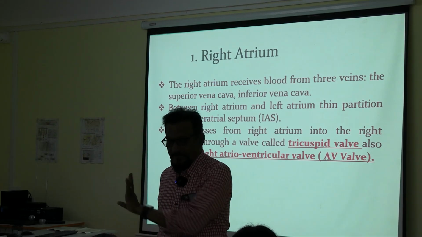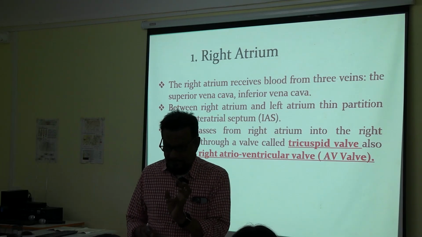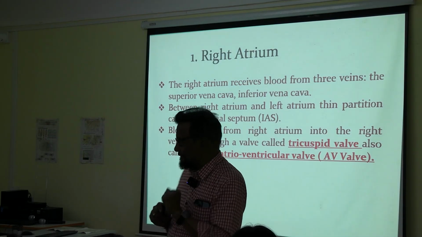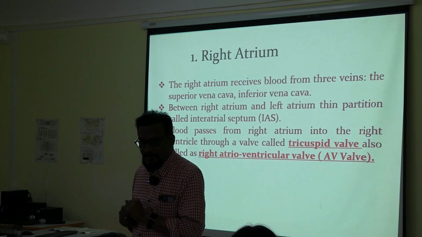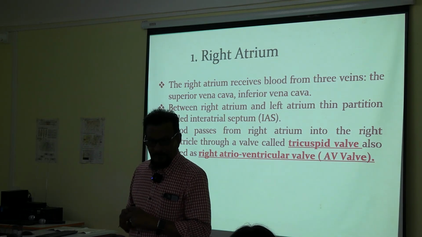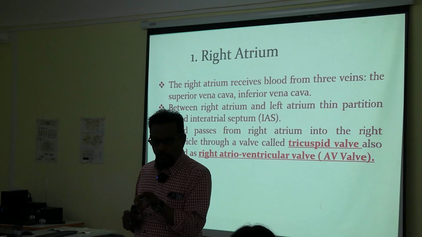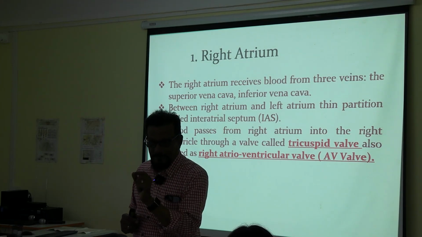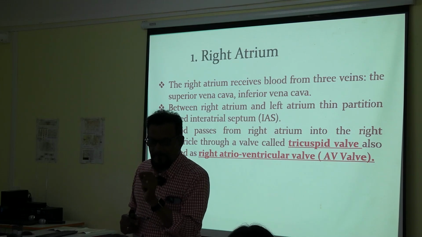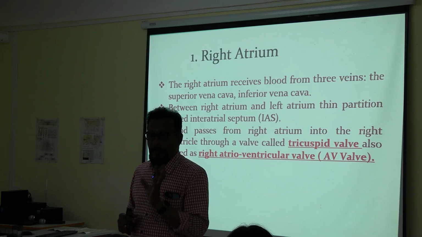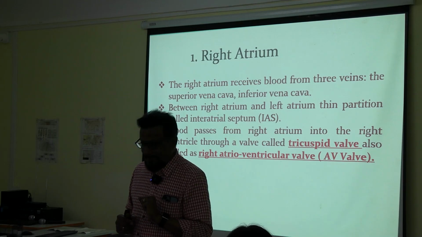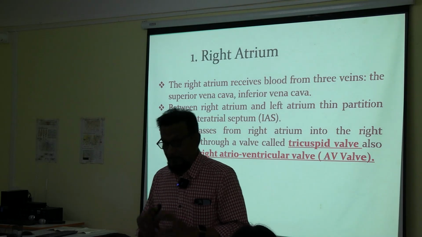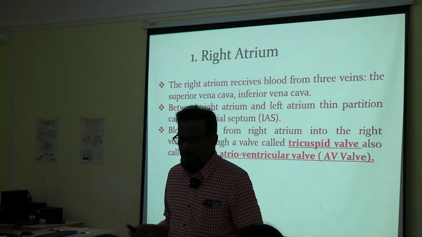I'll discuss the valves in detail. This is tricuspid, and for the left atrium, it is bicuspid. Another name is mitral valve. In an echocardiography report, they will not mention tricuspid or bicuspid. They will mention the mitral valve. Most of the problems lie in the mitral valve. These valves have various problems. We will see what the problems are. Some common problems I will discuss.